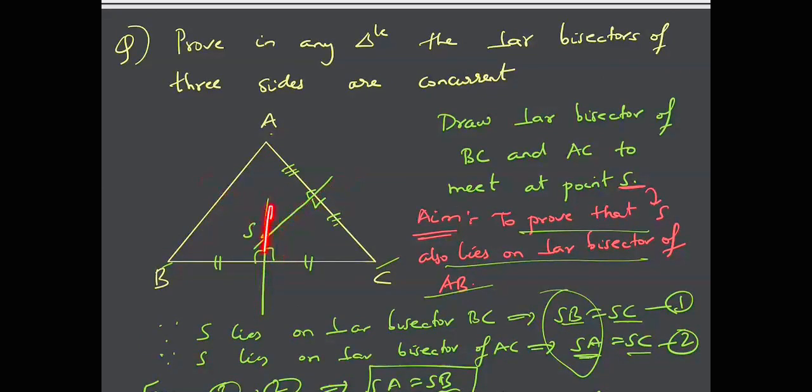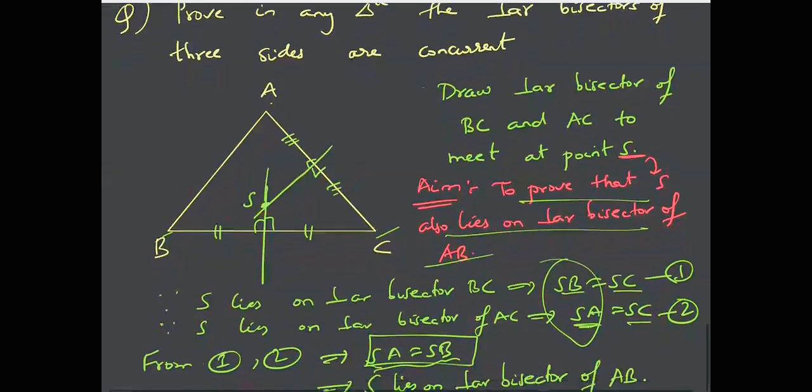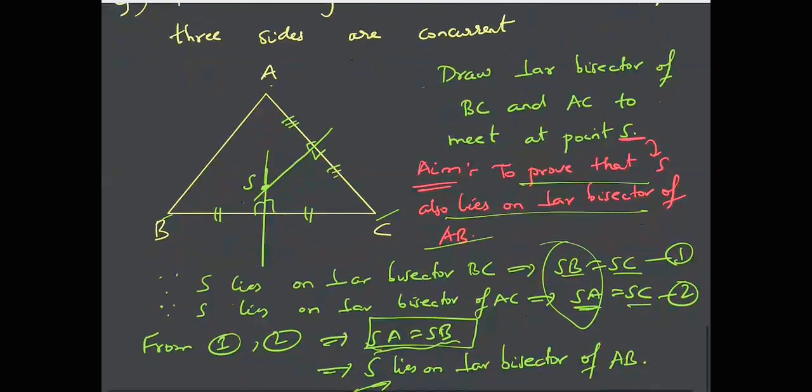We assume that the perpendicular bisectors of any two sides intersect at some point, say S, and then we proved that the perpendicular bisector of the other side, that is AB, must also pass through S, or we have proved that this S must lie on the perpendicular bisector of AB. So we have proved that all the three perpendicular bisectors must pass through the same point, so they are concurrent. Okay, so just quickly copy this down, then we'll move further.